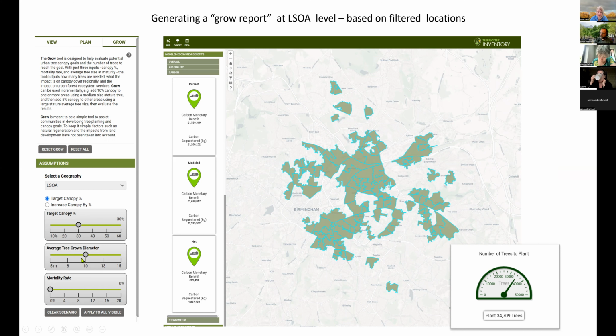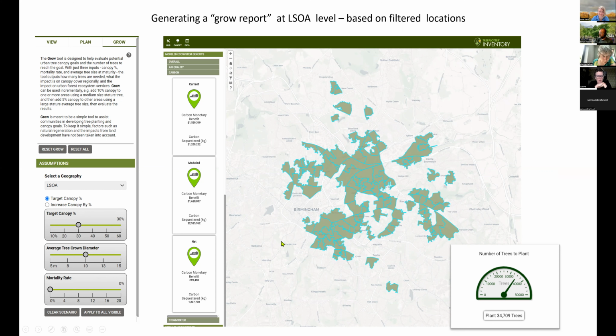We can also input the average tree crown diameter at maturity, and we can also think about mortality rate. Just on this slide here, we've not put anything in for mortality rate at all, but we can apply that scenario, and in this little right hand box down here, it gives us the number of trees that we would need to be planting in order to meet either that canopy percentage target or the increase in canopy.